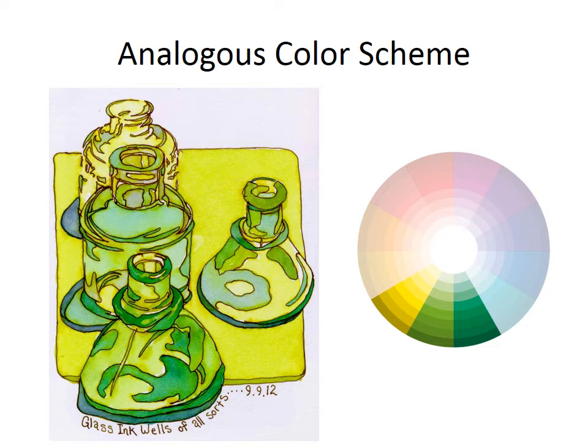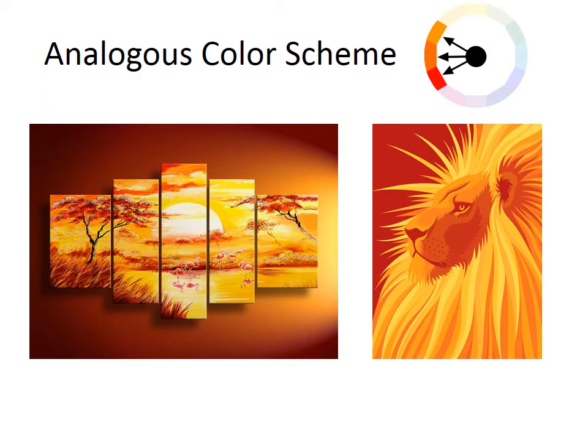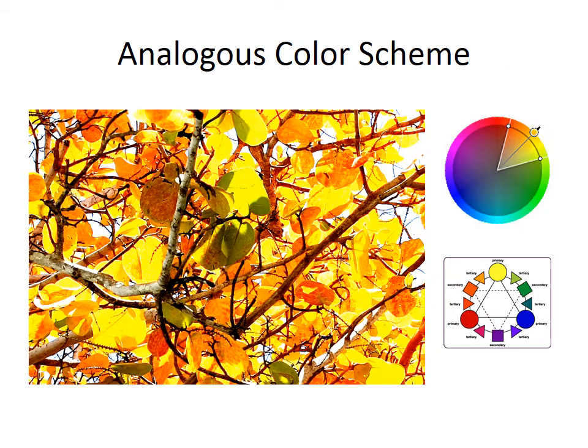Here's a drawing done using analogous colors. You can see you have green, green, and yellow. Here's another analogous color scheme using orange, orange, and red. In this analogous color scheme, it's kind of hard to tell exactly the three colors you're using. It's kind of a scale, anywhere between pretty much red, orange, and yellow, green. Any colors used in between there would count as analogous.